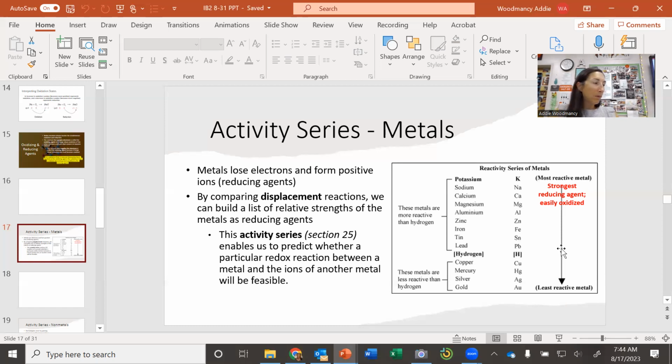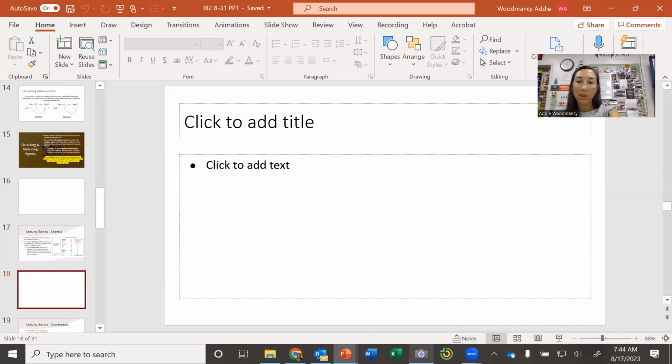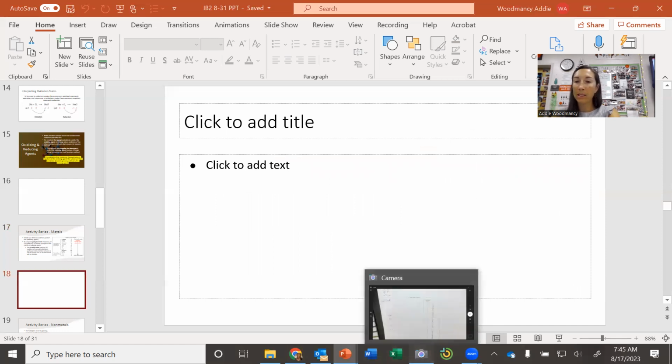So I'm going to ask you a couple of questions about the activity series just to make sure that you understand how it works. On the next slide, we'll go over some examples.